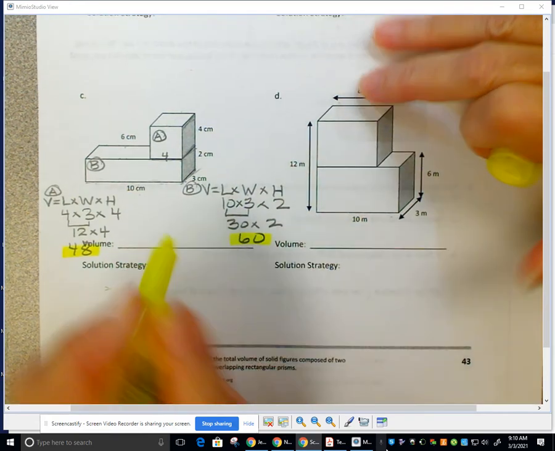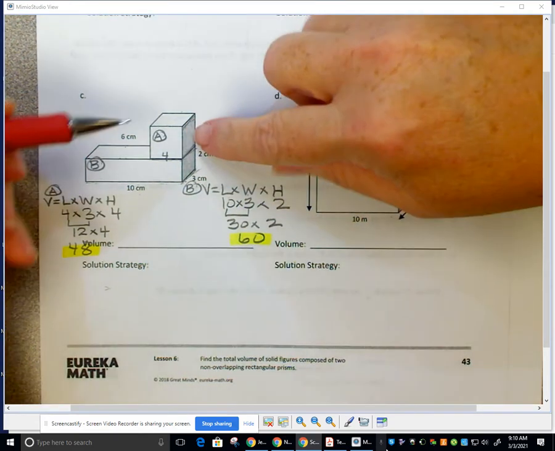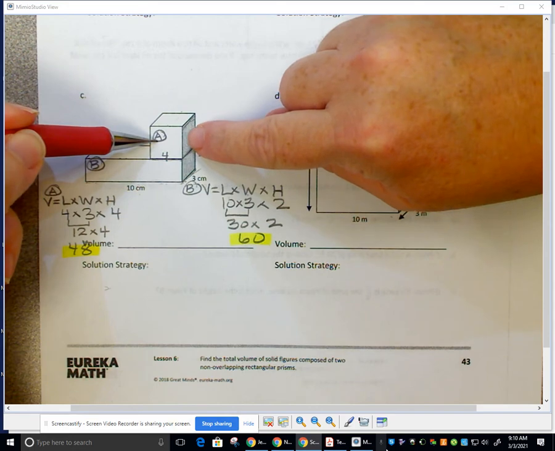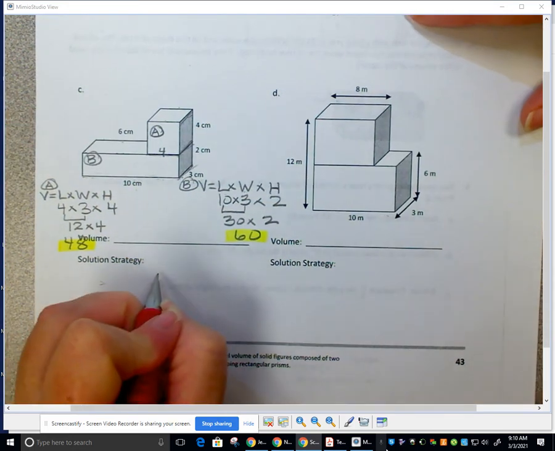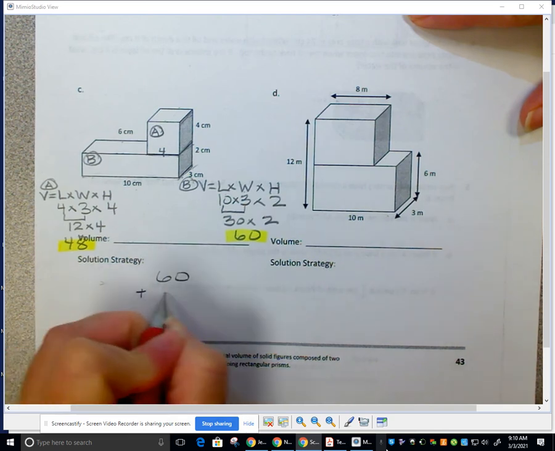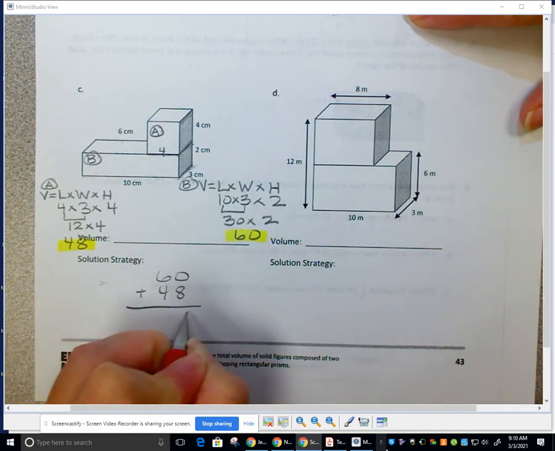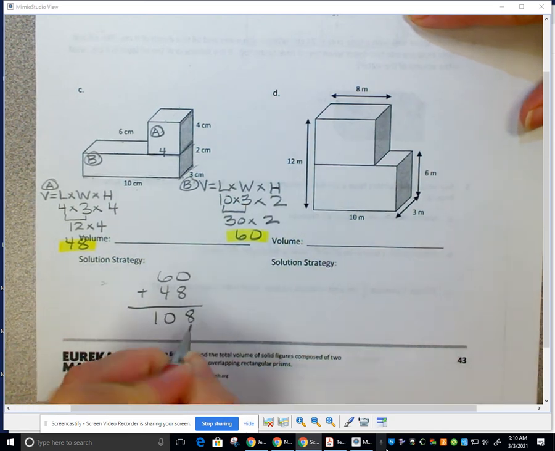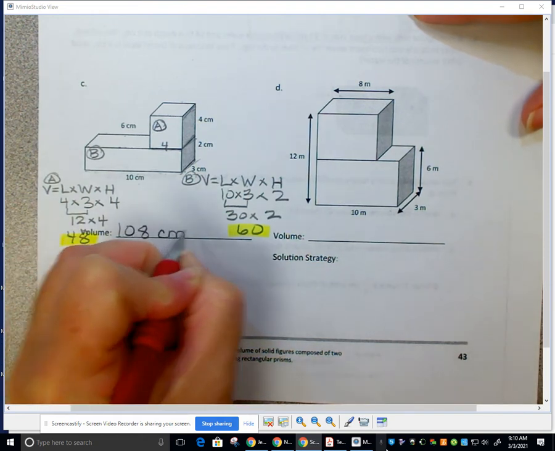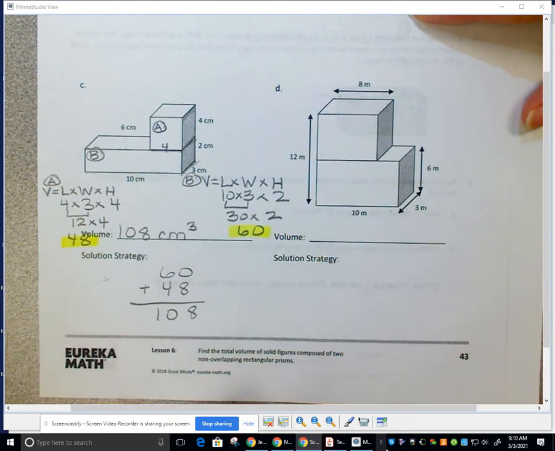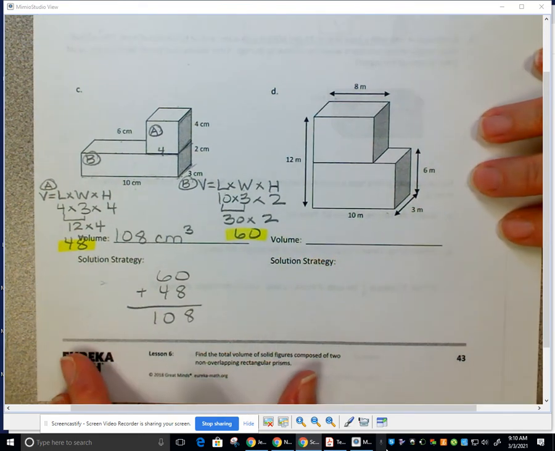So I've got 2 volumes here. This one is 48 cubic centimeters. This is 60 cubic centimeters. And I need to add them together. 60 plus 48. So that's 108. So it's 108 cubic centimeters. That's my final answer.